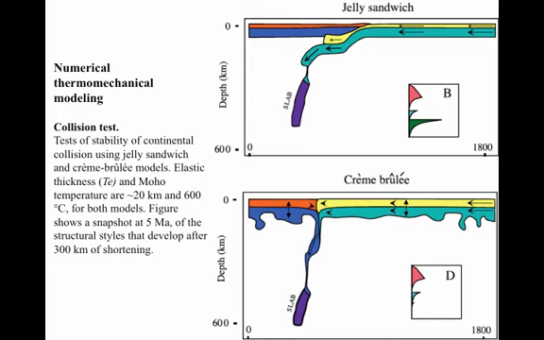In the collision test, it also uses the jelly sandwich and creme brulee models. The elastic thickness, or TE, and the Moho temperature are 20 kilometers and 600 degrees Celsius for both of the models. And the figure shows a snapshot after 5 million years of structural styles that develop after 300 kilometers of shortening.